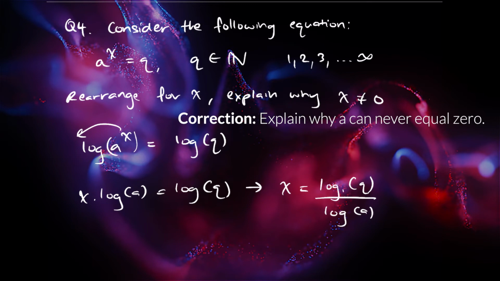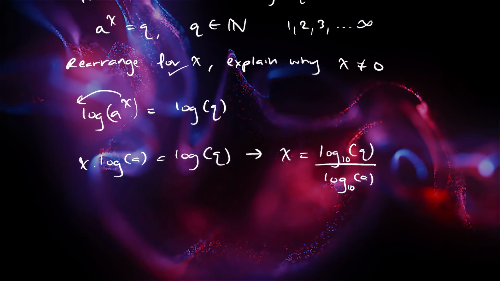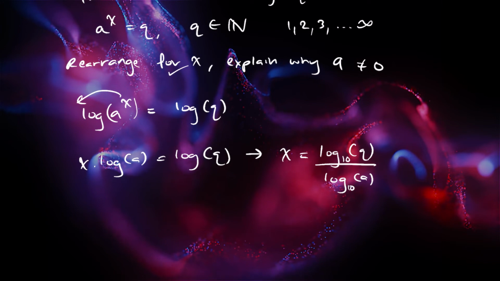And remember, technically we can assume it to be base 10. So we've now rearranged for x. We've done that first part, but now we need to explain why the value of, not why the value of x, but we need to explain why the value of a can never be 0.